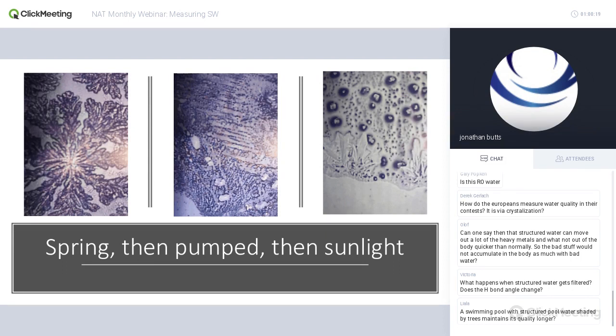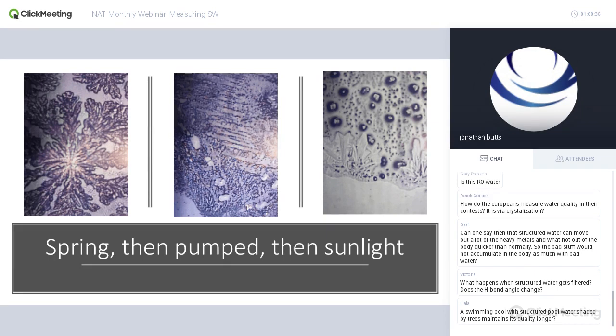What happens when structured water gets filtered? We will cover that in the next one. It changes when you filter it. It seems to be due to the transference. It changes the energy. And if your filter's building up junk, it's going to have a negative effect, is what we're going to see.